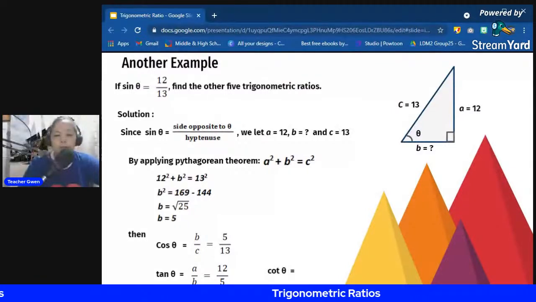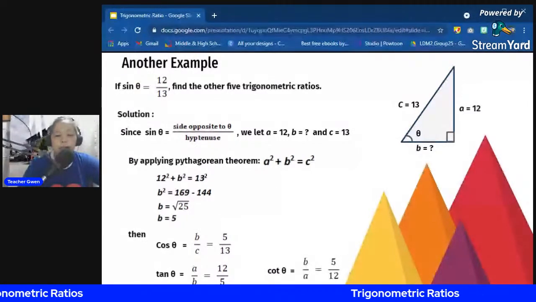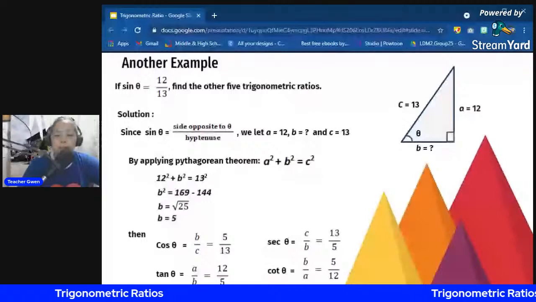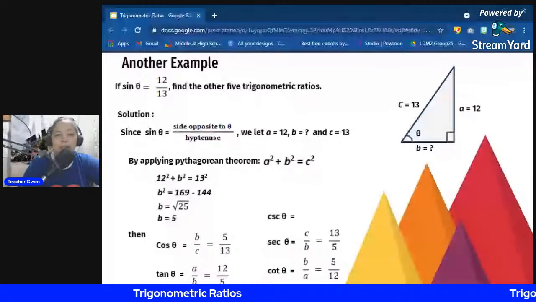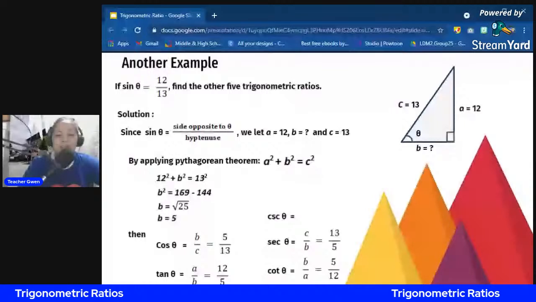And then secant theta, which is inverse of cosine theta, which is C over B. So 13 over 5. And last but not the least, cosecant theta, which is the inverse of sine theta, which is equal to, rather, C over A, which is equal to 13 over 12.